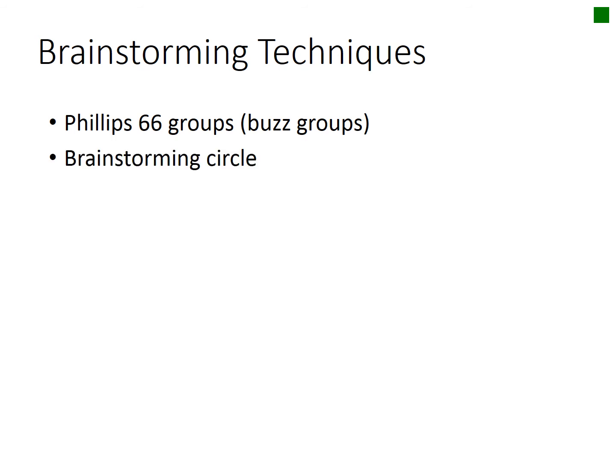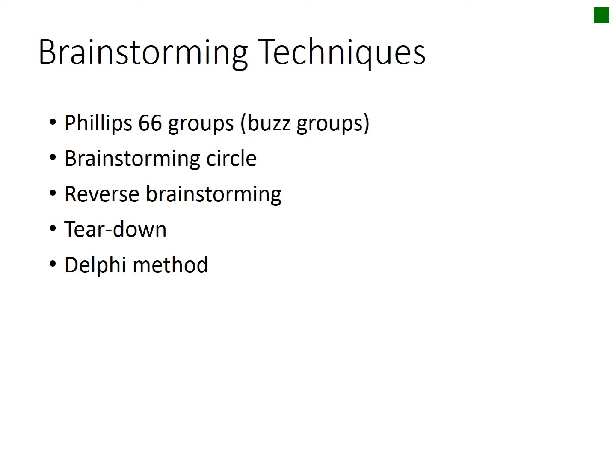We've got brainstorming circles, which is another interesting form of brainstorming, where you have a circle and somebody starts with an idea, and then the person next to them has to add to the idea, and then the person next to that takes the idea again and adds to that, and so as the idea circles around, it gets built upon at each stage. We have reverse brainstorming as well. We have the teardown method as well, and then finally the Delphi method.